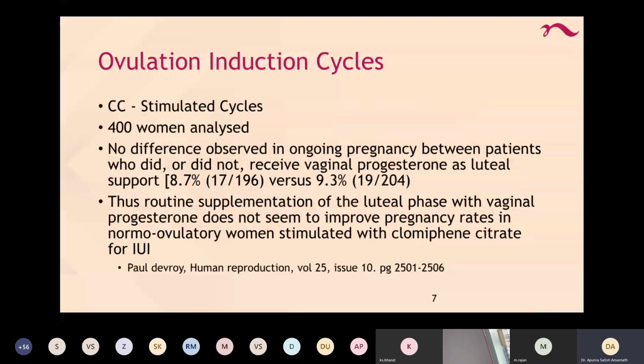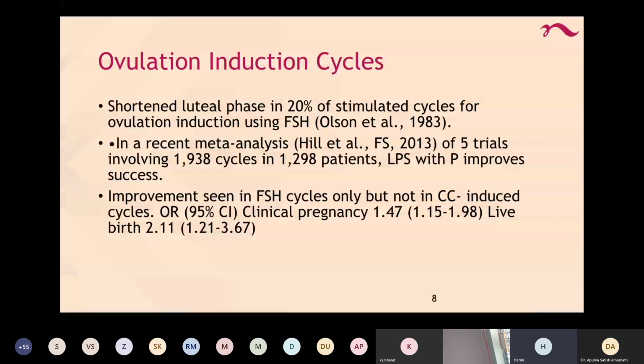So this is as per this particular. Hello, Dr. Apurva. Hello. Yes, ma'am. Hello, Dr. Apurva, I'm Harini here. Yes, ma'am. Which one will be better?